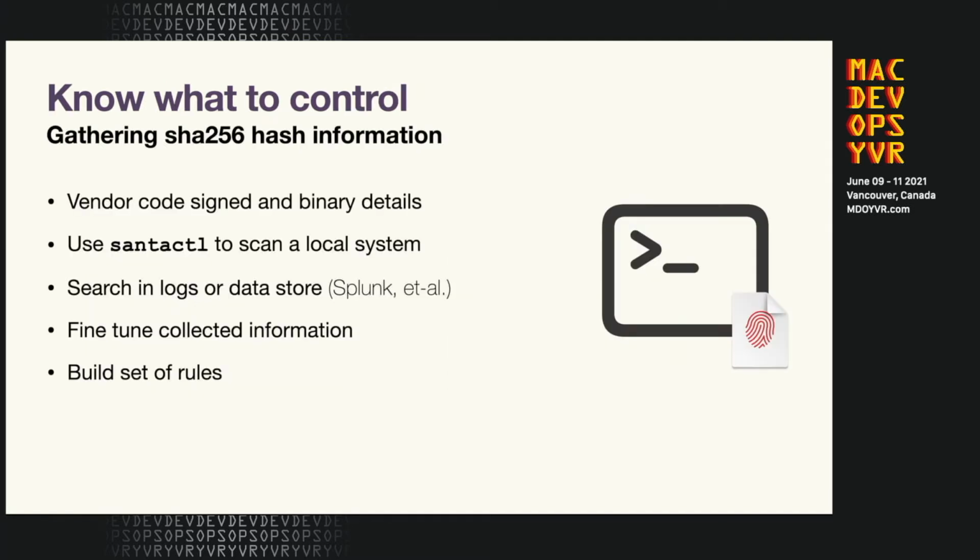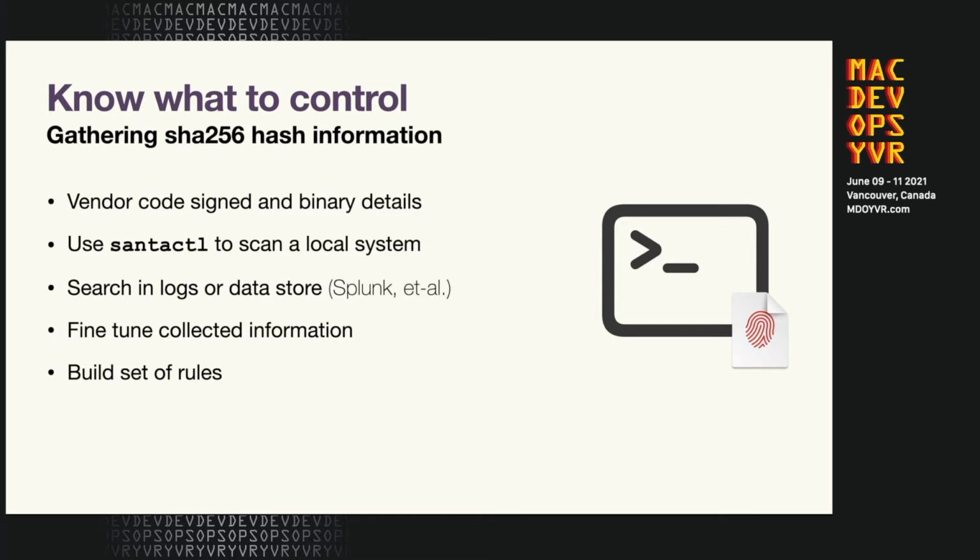You want to gather the data about the apps and executables from the typical vendors and applications that are used in your fleet. With that information collected, you can prepare the rules to allow them to work even in a lockdown mode setting. The best way to gather the data is to use the santactl command line tool. It can quickly and recursively scan the applications and binaries on a sample system.